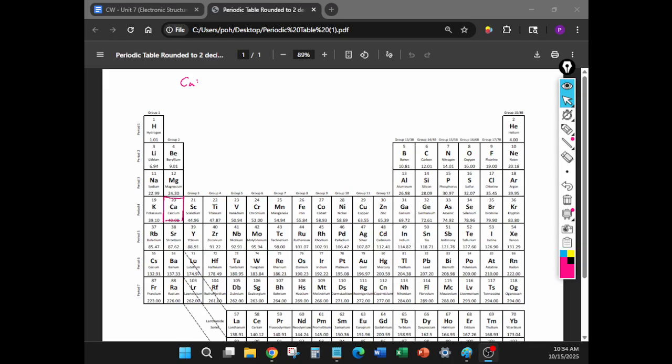Okay, so electron configuration for calcium, pretty simple. Just do what we did last time. We're going to start with the 1s, and same thing as before. 1s has 2 boxes, so it's going to be 1s2.